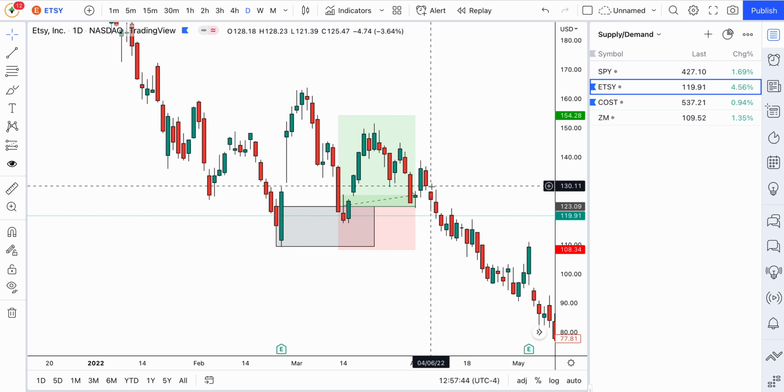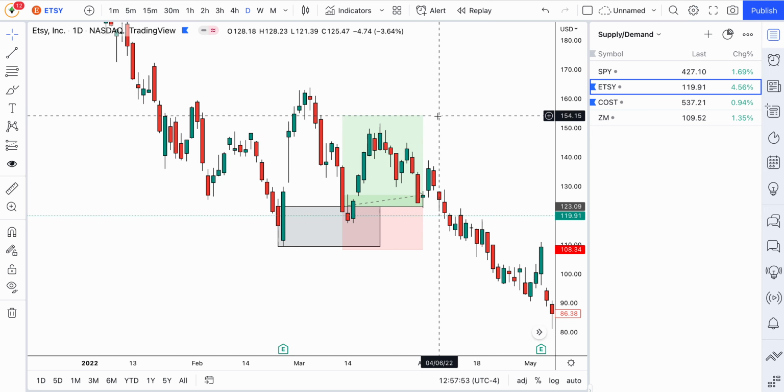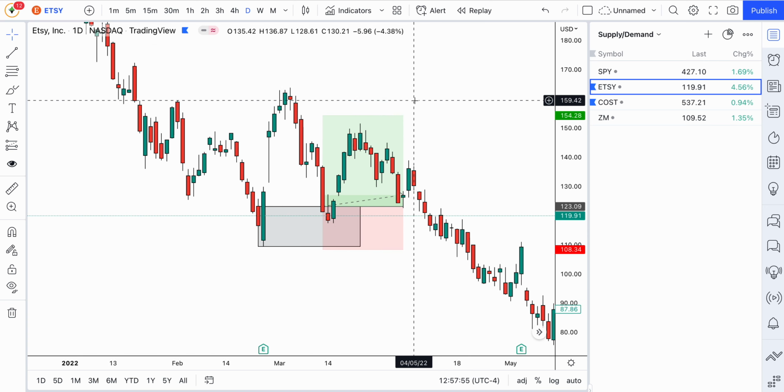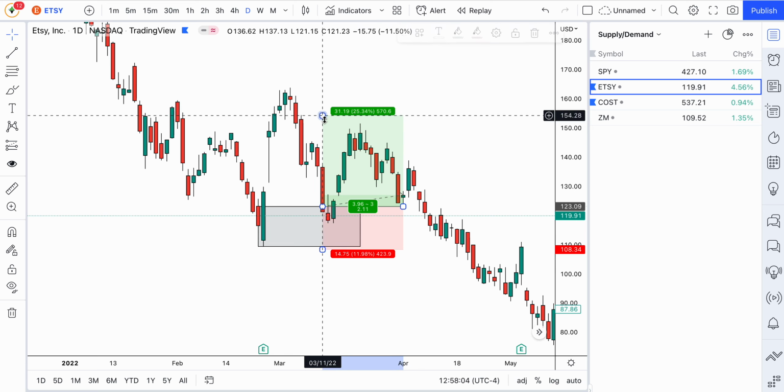In terms of your target, that can be determined on a number of different things. It can be based off your strategy. It could be based off candles. It could be based off whatever you want, right? There's no real correct answer of where your target should be. So a very common thing that you can do is target the next supply zone, right?